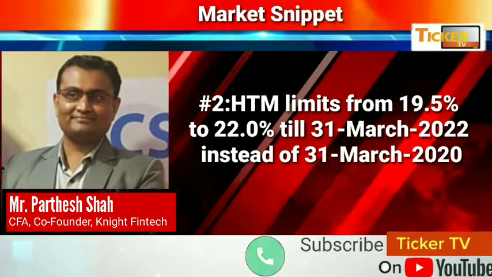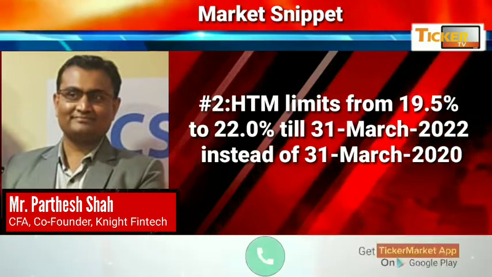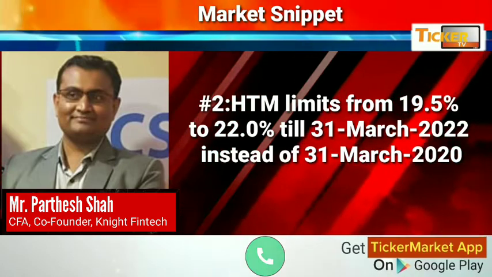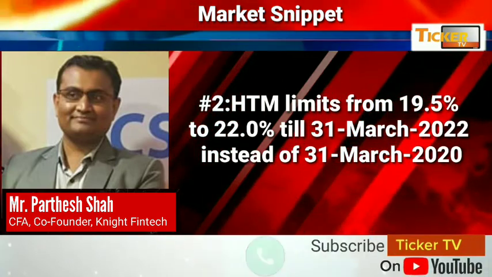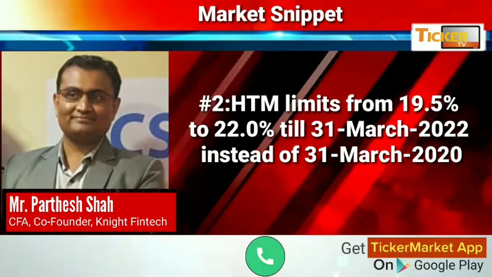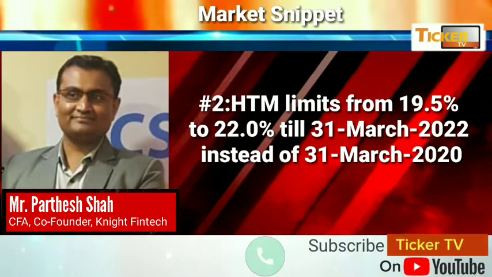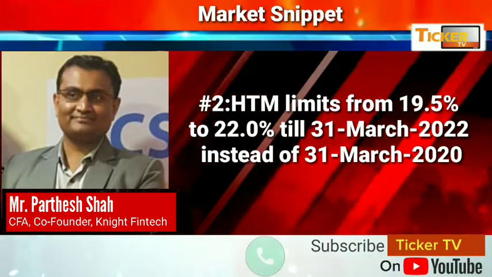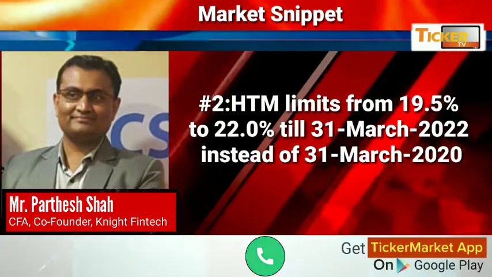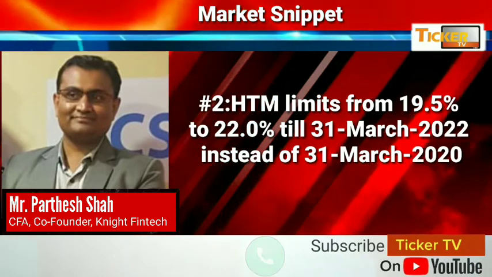Number 2, remember, recently RBI had increased the HTM limits for commercial banks from 19.5% to 22% till 31st March 2021. But even after this announcement, there was hardly any interest seen from the banks to increase their HTM holdings due to futuristic M2M losses. Now the deadline for this extension has been increased to 31st March 2022, one more year, and then a gradual orderly decrease in HTM limits.